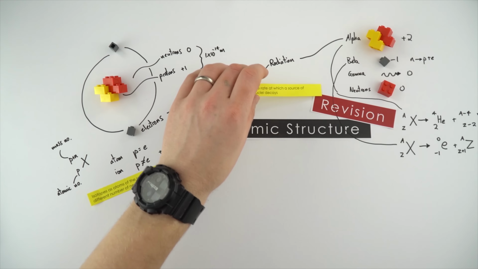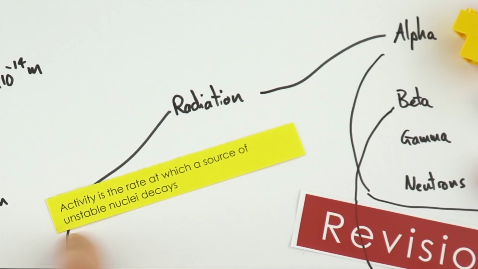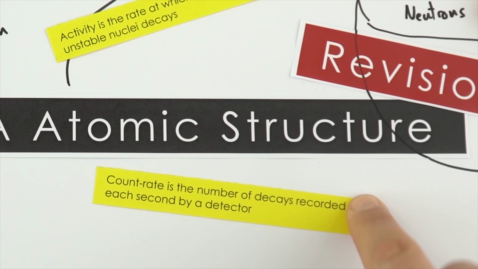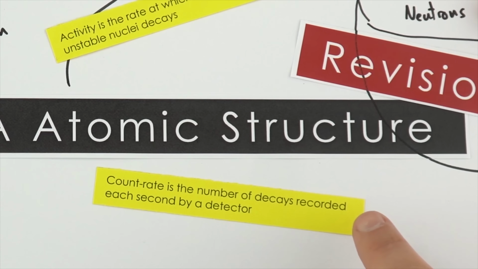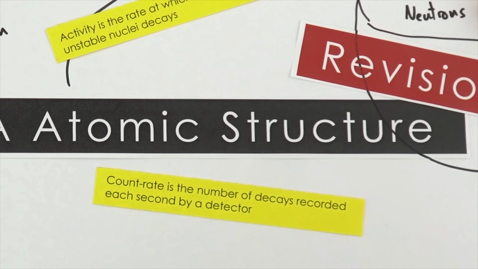Now when it comes to looking at radiation, there are two things we can think about. We've got activity, which is the amount of alpha or beta particles which is given out. So that's the amount given out per second. But what we then do is we actually count this using some kind of radiation detector, often a Geiger-Müller tube. So count rate is the actual number of decays recorded each second by the detector, while activity is the total amount given out from that nucleus.